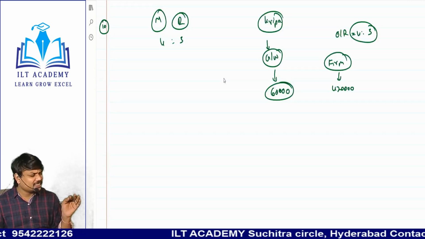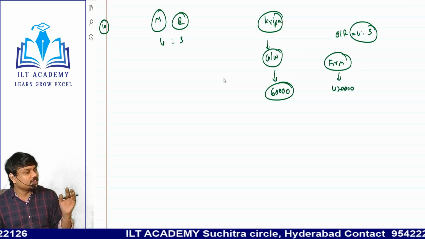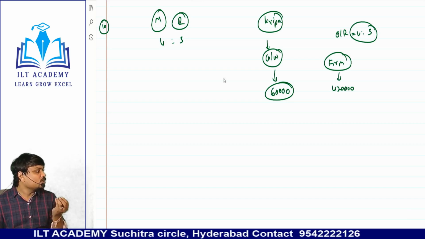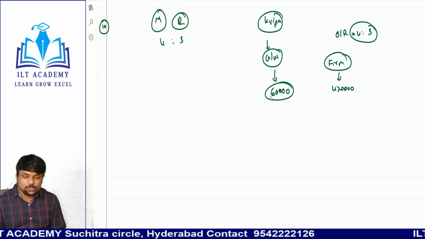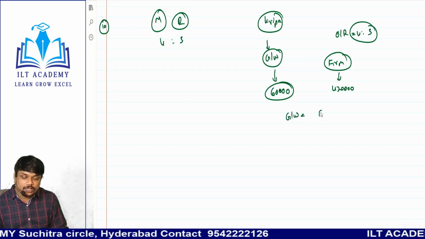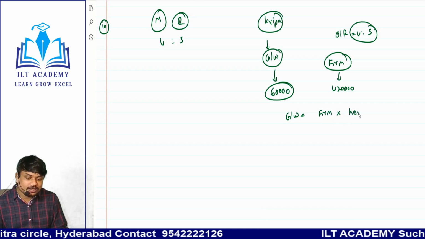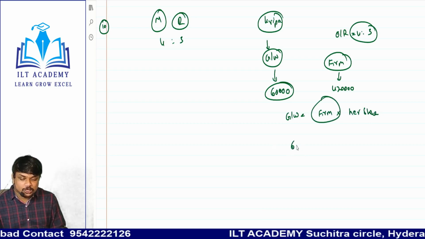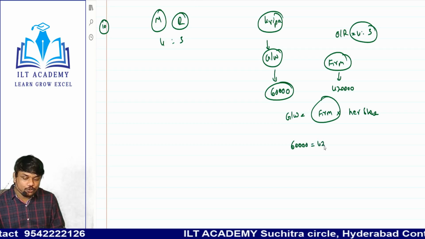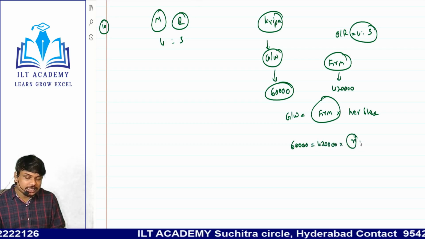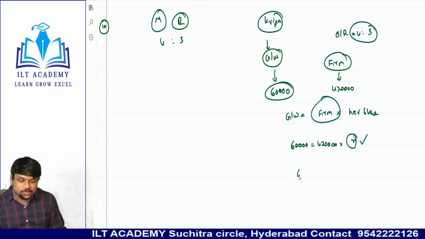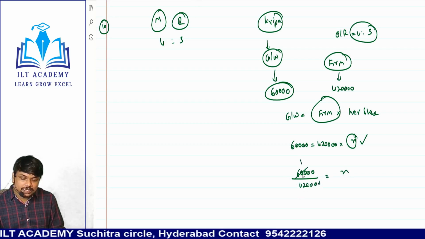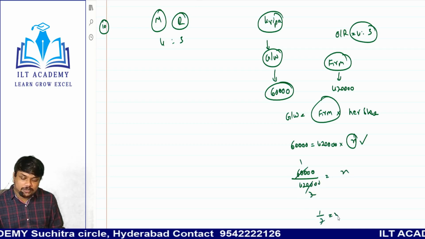Very simple logic. How much goodwill will Kripa bring? Whatever share she gets, that much goodwill will come. Clear? So how will we calculate that goodwill? Firm value into her share. Clear? Understood? We need the share, so send the firm's goodwill down. So 60,000 is equal to 4,20,000 into X. X is her share. Send 420 over here. 60,000 divided by 4,20,000 will give you X. So 1 by 7. So 1 by 7 is equal to X.